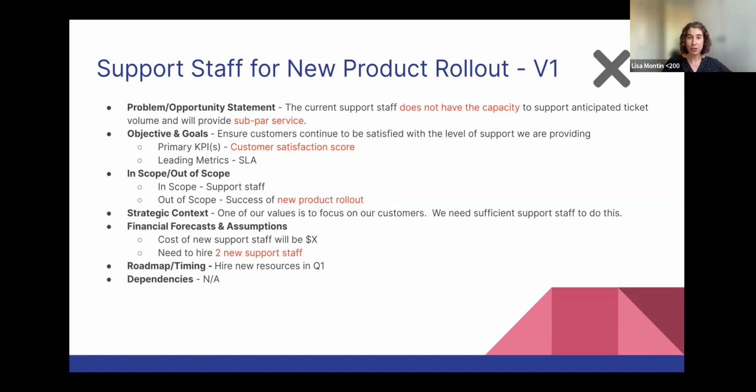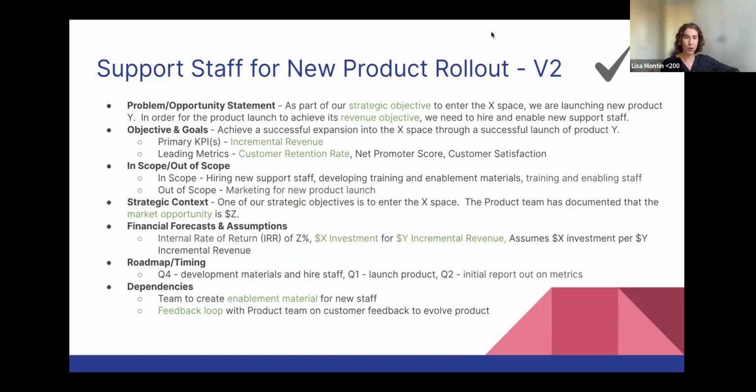Okay, so let's get into the same example, but a little bit more successful. So problem opportunity statement here. As part of our strategic opportunity to enter the X space, we are launching product Y. In order for the product launch to achieve its revenue objective, we need to hire and enable new staff. Great, so already in this problem opportunity statement, we're achieving those first 3 items. We are linking to a business outcome and a metric, which is the revenue here, and we're linking to a strategic priority, which is this product launch.